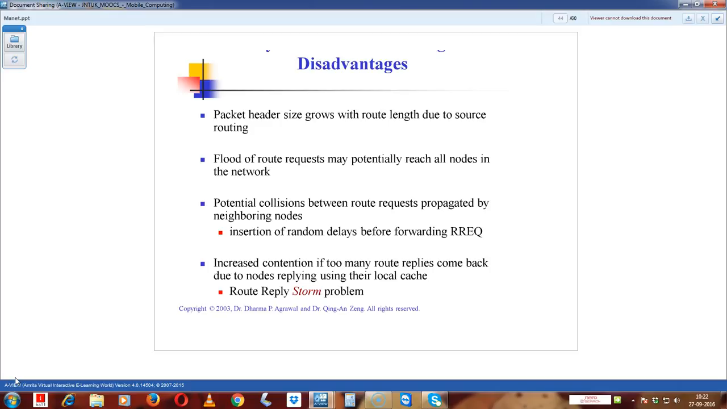So there can be potential collisions between route requests propagated by neighboring nodes. If there are two neighboring nodes and they broadcast to one intermediate node, there may be some collision, because the request is coming from the same source, but they collide at some specific intermediate node. Okay, so these are some disadvantages of the dynamic source routing algorithm, DSR.